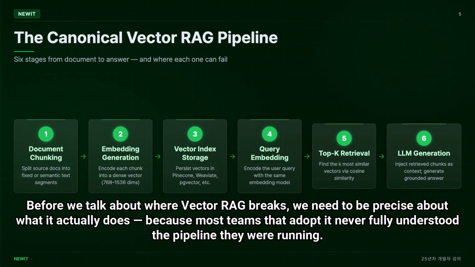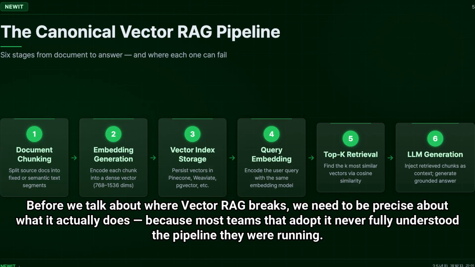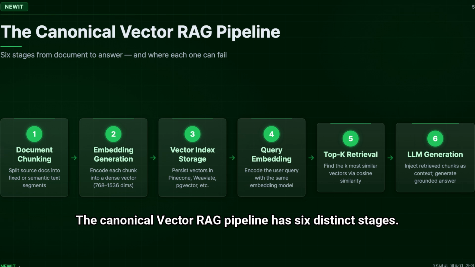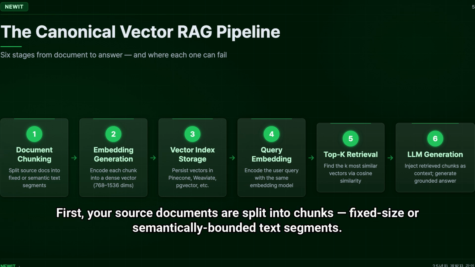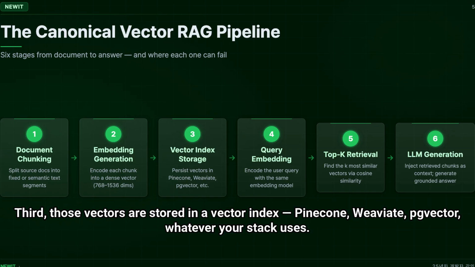Before we talk about where vector RAG breaks, we need to be precise about what it actually does, because most teams that adopt it never fully understood the pipeline they were running. The canonical vector RAG pipeline has 6 distinct stages. First, your source documents are split into chunks, fixed size or semantically bounded text segments. Second, each chunk is passed through an embedding model, producing a dense vector representation in a high-dimensional space, typically 768 to 1,536 dimensions.